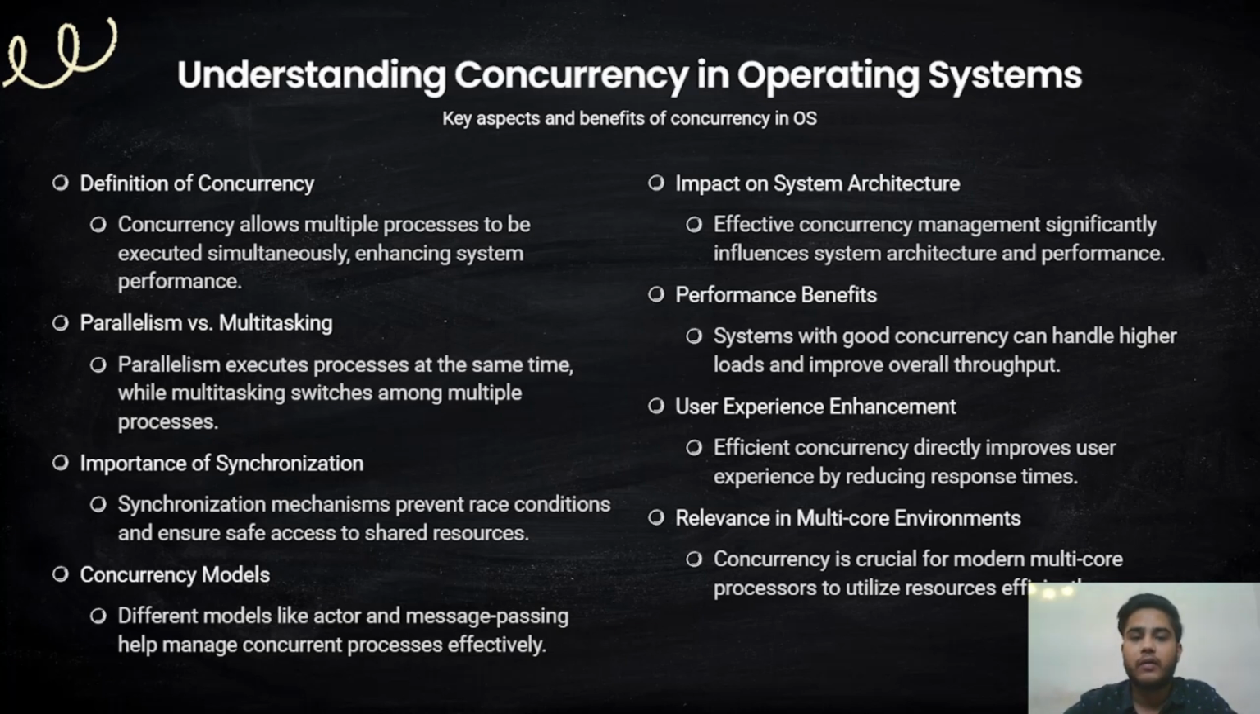Performance benefits of concurrency: systems with good concurrency can handle higher loads and improve overall throughput. User experience enhancement: efficient concurrency directly improves user experience by reducing response times. Relevance in multi-core environments: concurrency is crucial for modern multi-core processors to utilize resources efficiently.